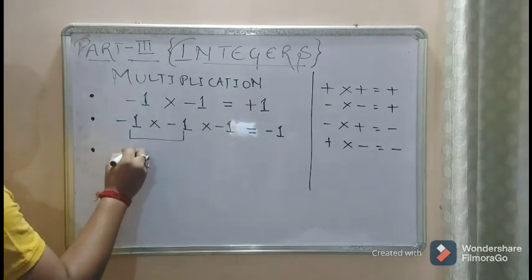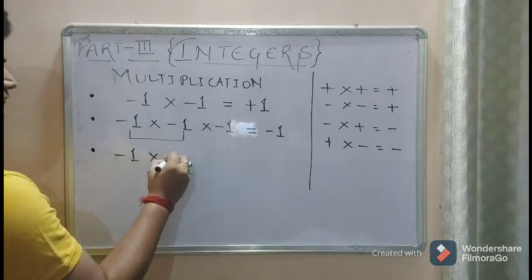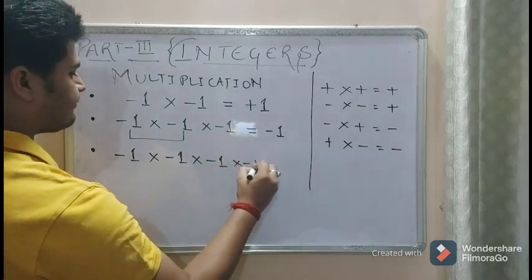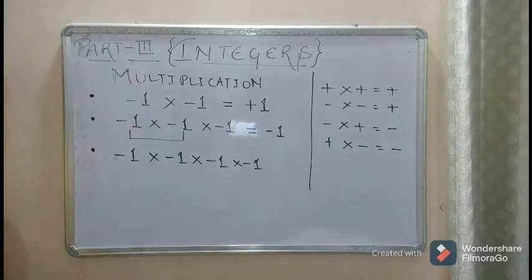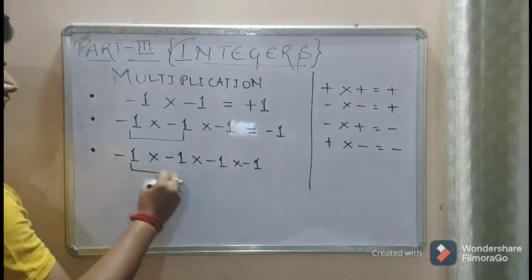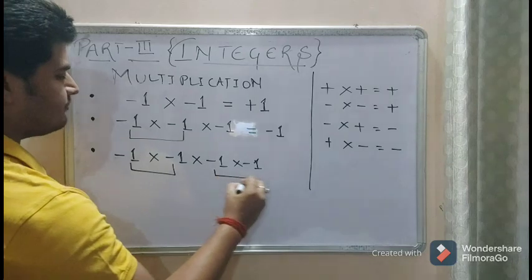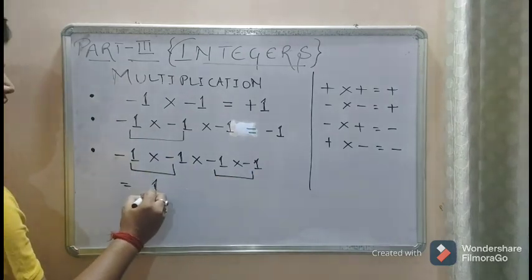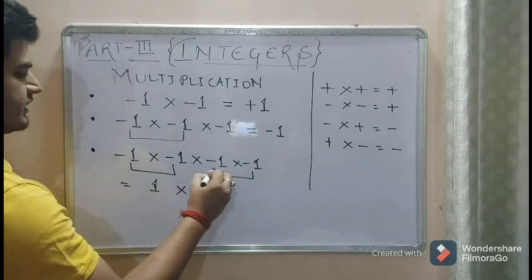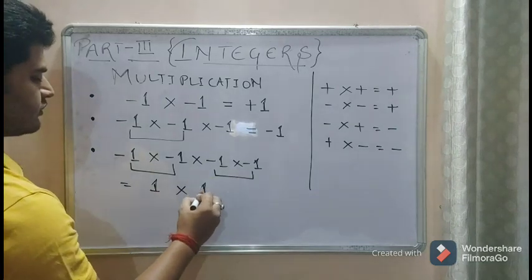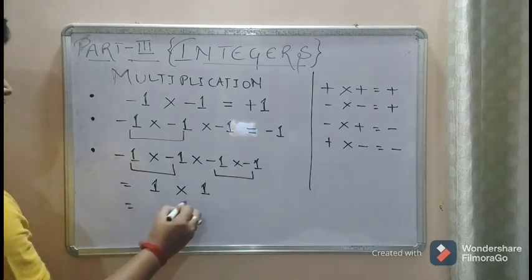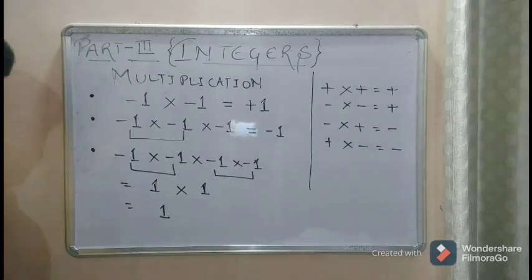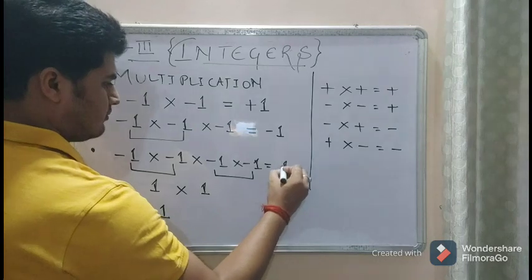Now let us increase the frequency. We took -1 4 times and we are going to multiply them together. So 2 of them can be multiplied at a time. So -1 into -1 is going to give you positive 1, -1 into -1 is going to give you positive 1, positive 1 into positive 1 is going to give you positive 1. So the result can be said to be positive 1.